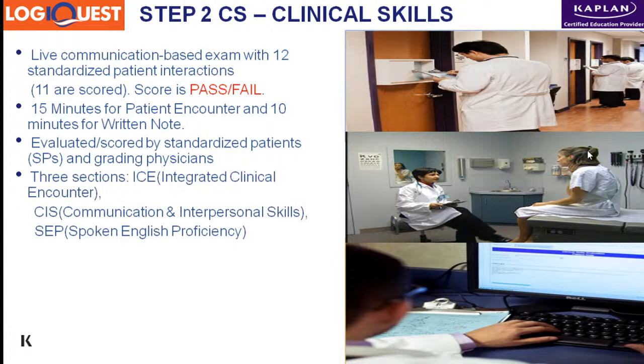Now during the 15 minutes of patient encounter, you will be graded by the patient on 3 parameters. One is the ICE, or the integrated clinical encounter. Second is the CIS, or the communication and interpersonal skills. And third is the SEP, or the spoken English proficiency, right? Now what is integrated clinical encounter? It's all about understanding the patient case scenario well, the proper diagnosis, and giving them the right solution, right prescription, tests, whatever it is. You do the right thing in the right manner. That's all covered under the ICE.